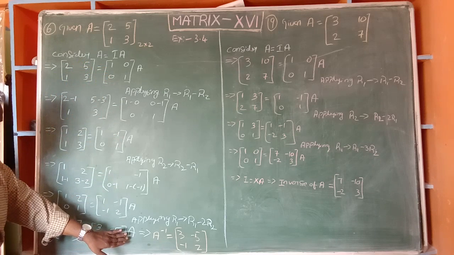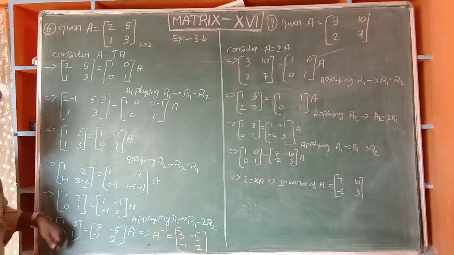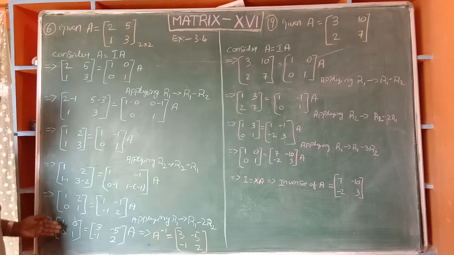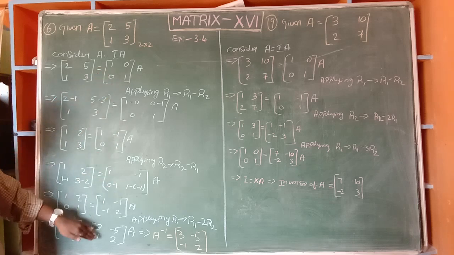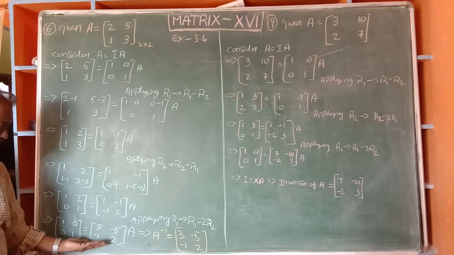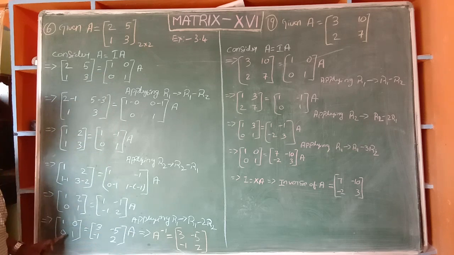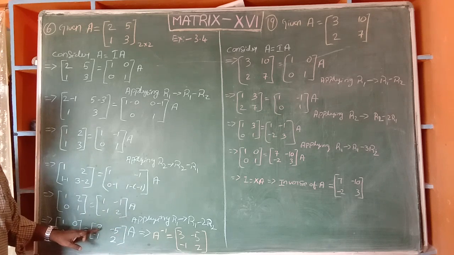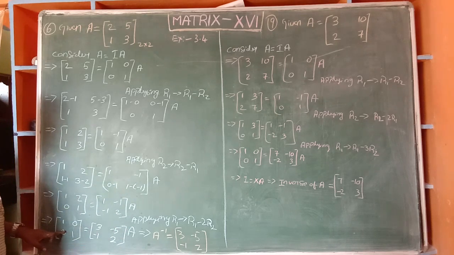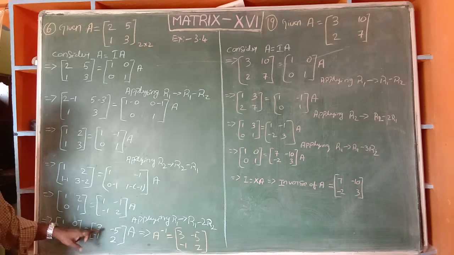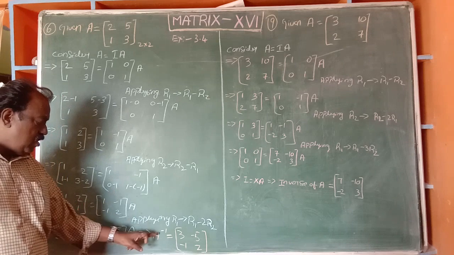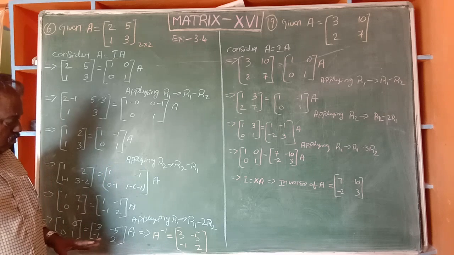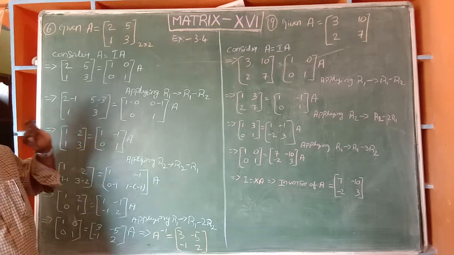So X into A is I. Last, I will tell again. This LHS, that is the given matrix A, becomes I and that I becomes some new matrix X. So X into A is I. By the definition of inverse, if there exists a matrix whose product with A is I, that new matrix X is the inverse of the matrix. That is, A inverse is 3, minus 5, minus 1, 2. Here, you see, these steps are very important.